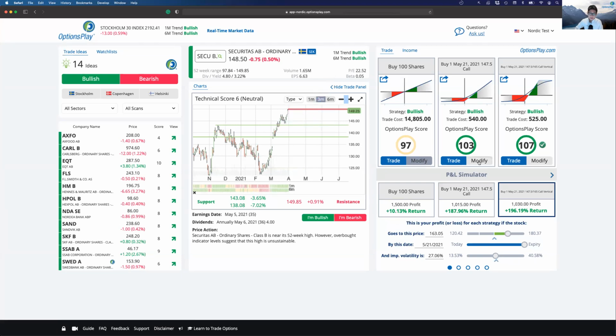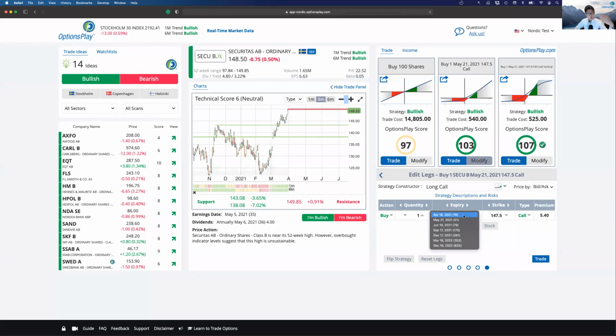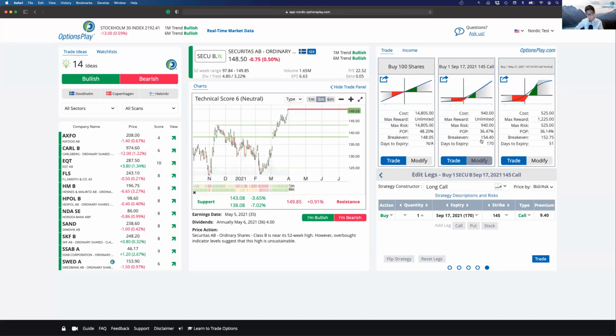So what I can do is look at, okay, I think long-term I'm bullish on the stock, right? So maybe I'm going out to September, and I think by September the stock will be significantly higher. So if I look at buying a September 145 call option, that costs me 940 crowns. So my break-even price is $154.40. That's actually not much higher than the current price, but I still have to overcome that price by September.